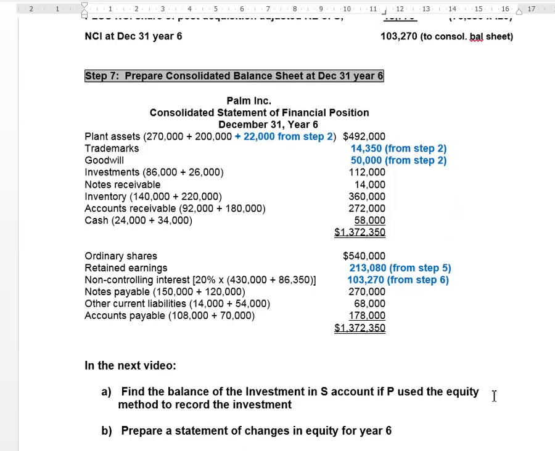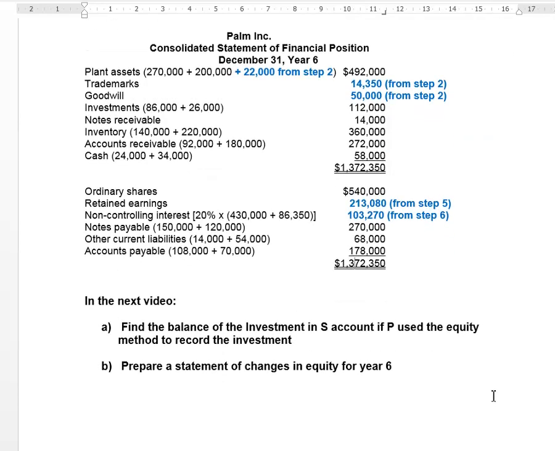In our next video, we'll show you how to calculate the balance in the investment in the sub, assuming that the parent used the equity method on its separate entity statements to record its investment in the sub. And then we'll also do a consolidated statement of changes in equity for year 6. So I should put the word consolidated. Statement of changes in equity for year 6.